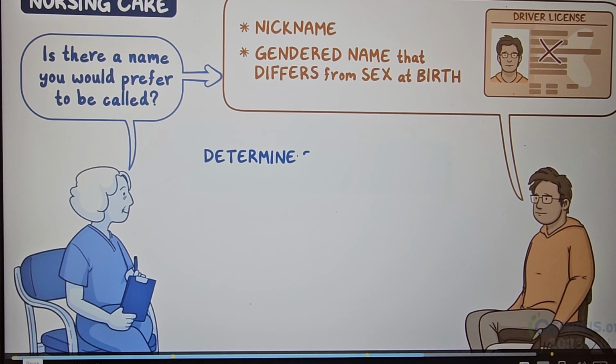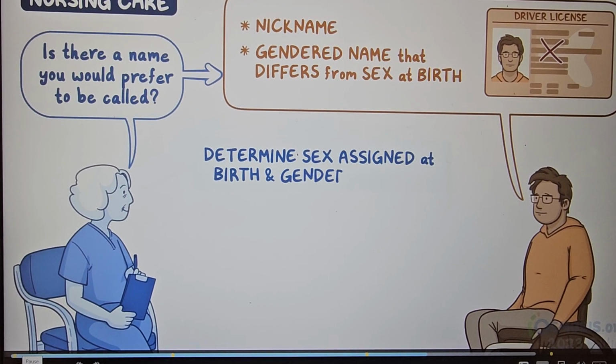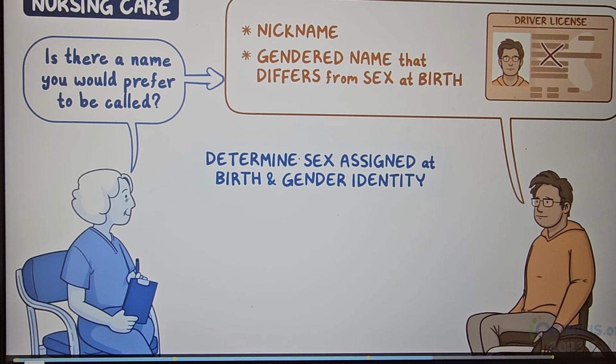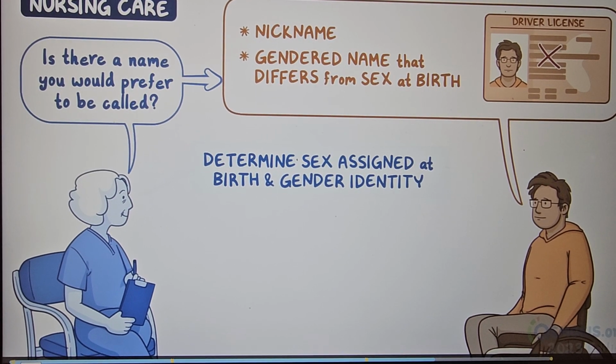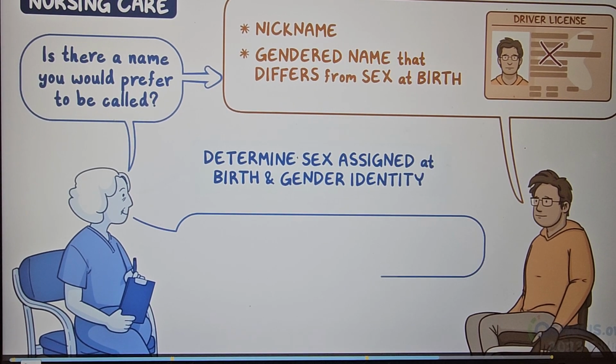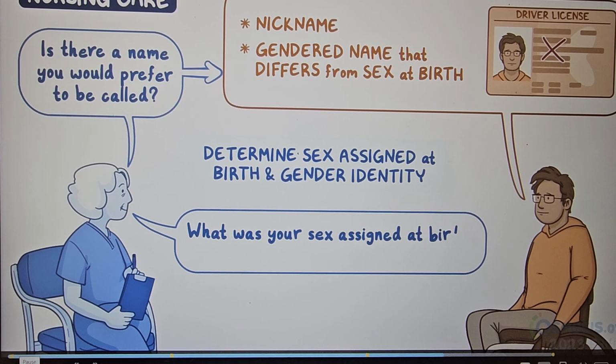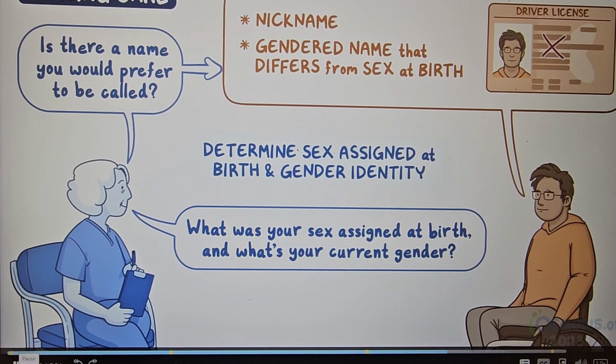Next, determine your patient's sex assigned at birth and their gender identity, or verify if the existing information in the health record is correct. A straightforward, two-step question works well, such as, "What was your sex assigned at birth and what's your current gender?"